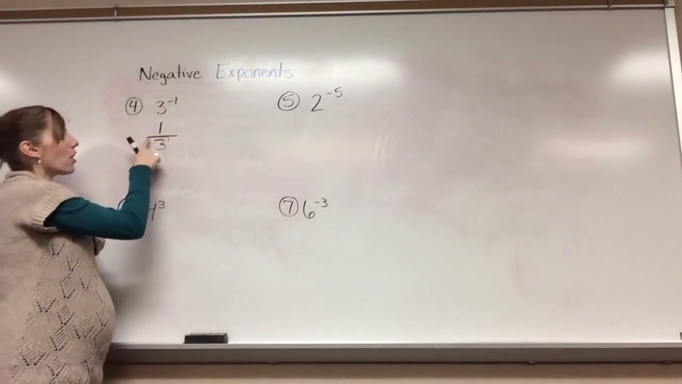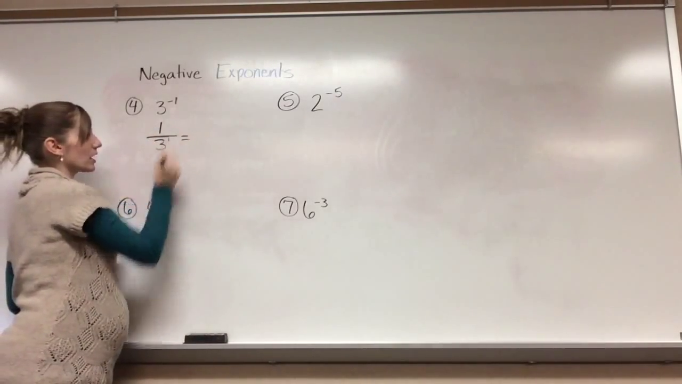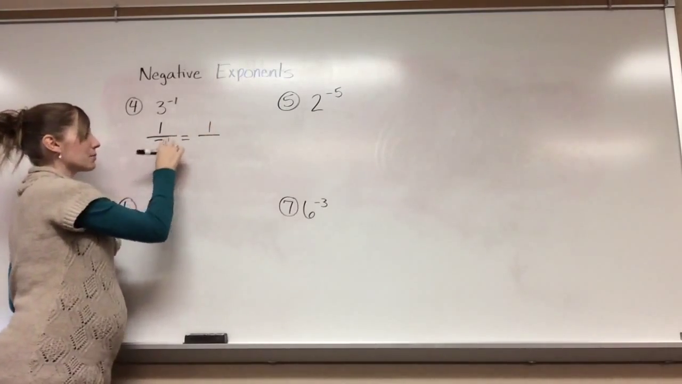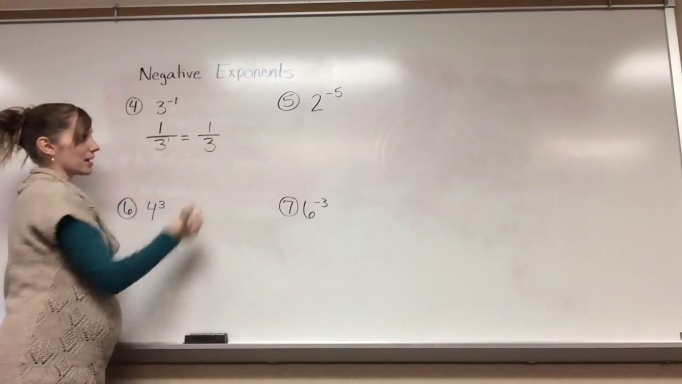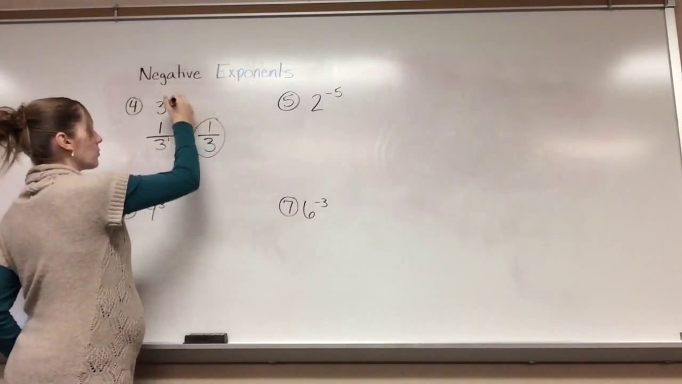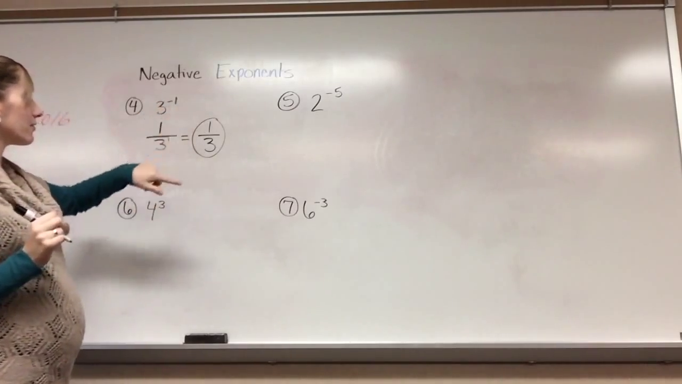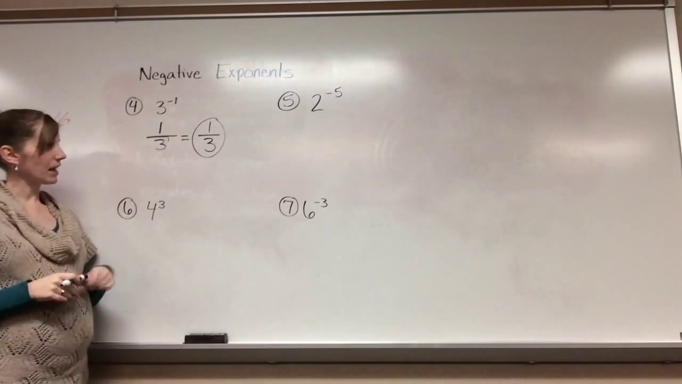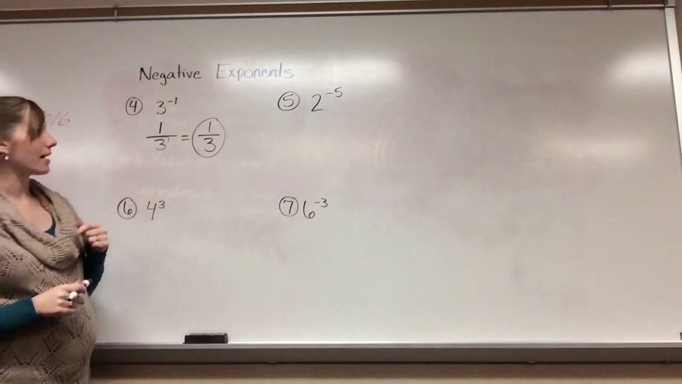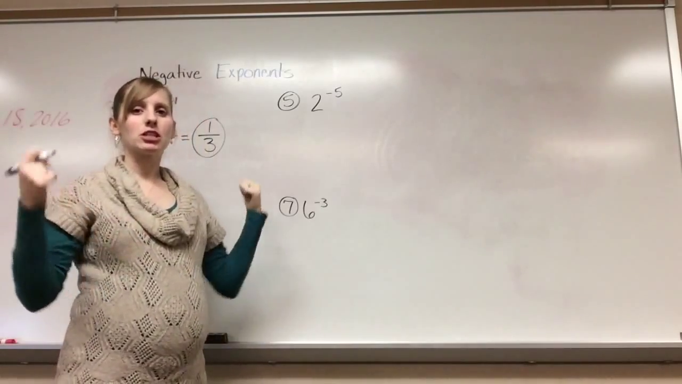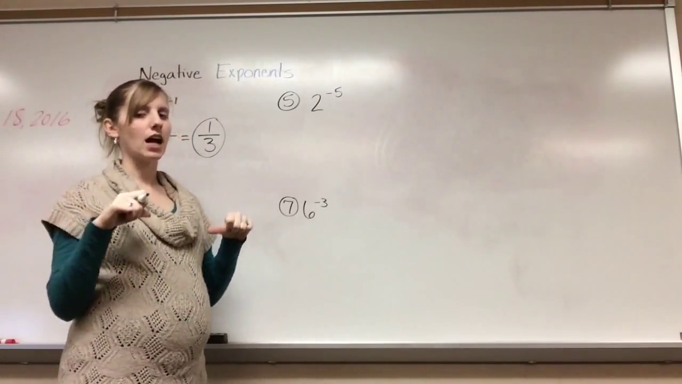So this is 1 over 3 to the first. If I simplify 3 to the first power, remember, any number to the first power is just that number. That means there's 1 3 there. So this is actually 1/3. 3 to the negative first power is the same thing as 1/3. Let's take a look at problem number 5. We have 2 to the negative 5th. That negative exponent means it's down, okay, does not want to be there.